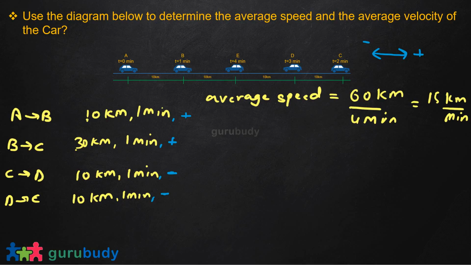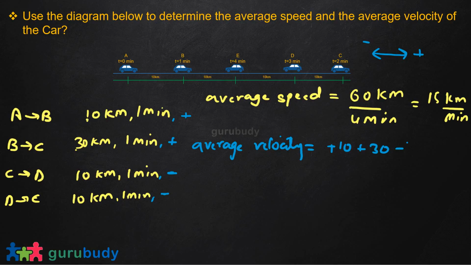Okay, so now the question is asking to calculate average velocity. So average velocity is basically total displacement, right? So what's the displacement? Average velocity is pretty simple. Either we can add all these things together with their directions, and then calculate. So that would be plus 10, right? That's A to B, and B to C is another plus 30.